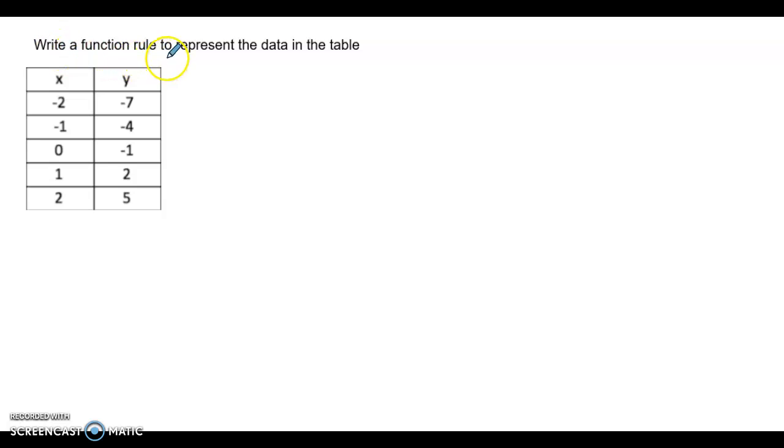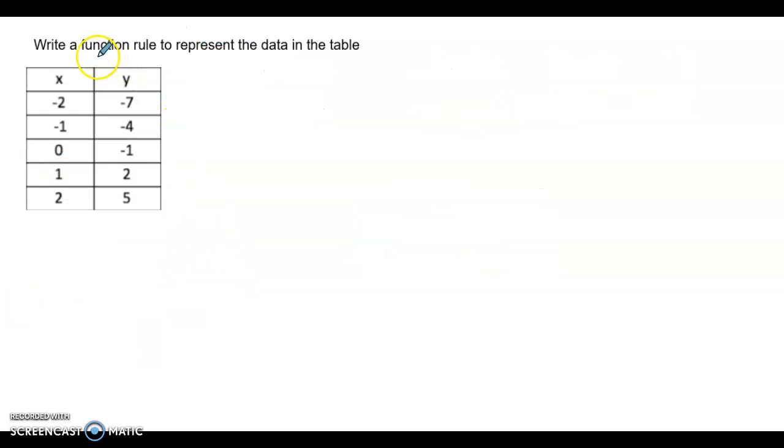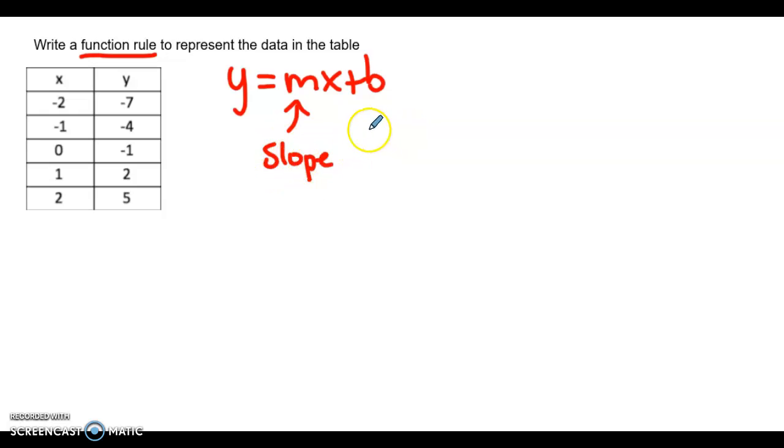Okay, write a function rule to represent the data in this table. So remember I said we were going to go back and use all this information that we already found. This is the same table. So I'm going to use all of this information for number 7. When I write a function rule, I need to write the whole equation. So y equals mx plus b, where m is my slope and b is my y-intercept.